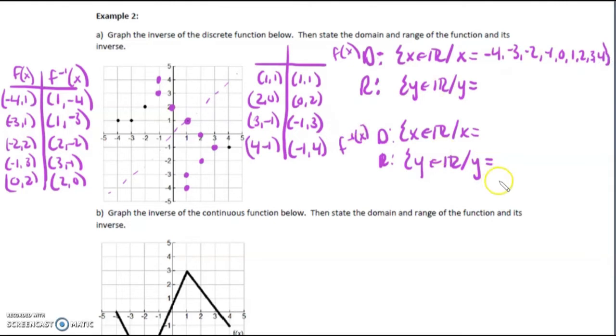And since this is the domain of f of x, it's going to be the range of f inverse. And if we look at the range of f inverse, -4, -3, -2, -1, 0, 1, 2, 3, 4, we can write down the exact same thing. So those ones are going to be identical.